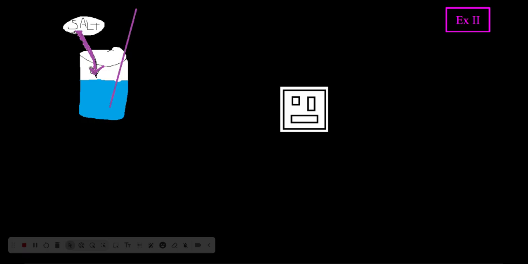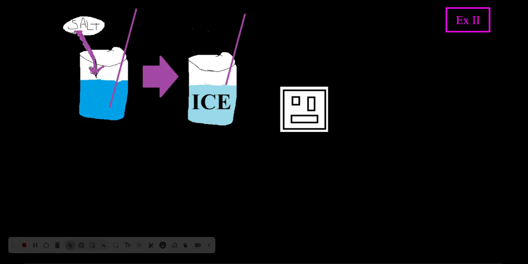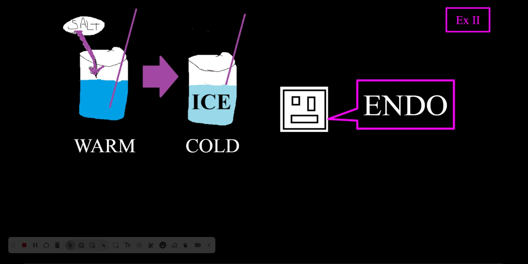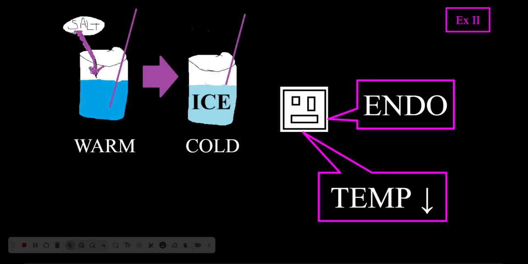Now, another salt, I put it in water and it freezes. So it went from warm to cold. Is dissolution causing the loss of energy, or is dissolution causing the release of energy? In this case, the dissolution is causing the absorption of energy. Therefore, this is going to be endothermic. The temperature went down.